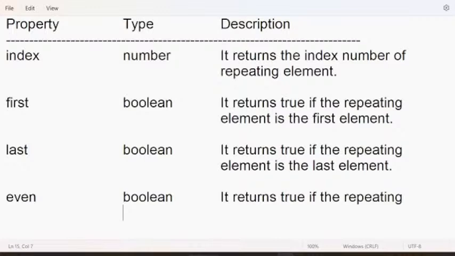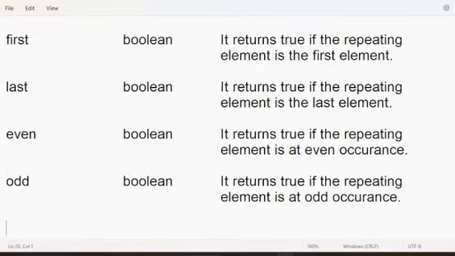Why we need even occurrence, odd occurrence, first occurrence, last occurrence, I will show you in examples. Generally when we are repeating elements: is it the first one? Is it the last one? Is it at even occurrence? Is it at odd occurrence? That you can check. Later we will see where they are used. In the example we will put them. But these are all what type? Boolean. Boolean means they will return true or false.